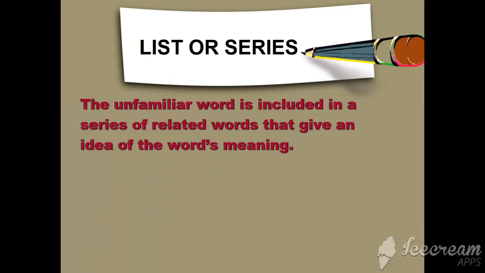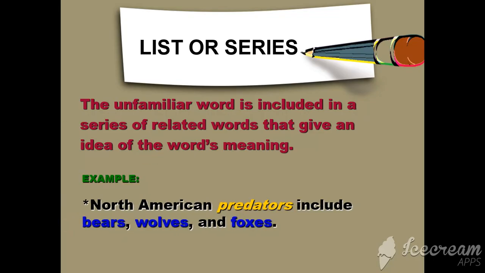List or series. The unfamiliar word is included in a series of related words that give an idea of the word's meaning. North American predators include bears, wolves, and foxes. So here we see that bears, wolves, and foxes all belong to the group of predators.